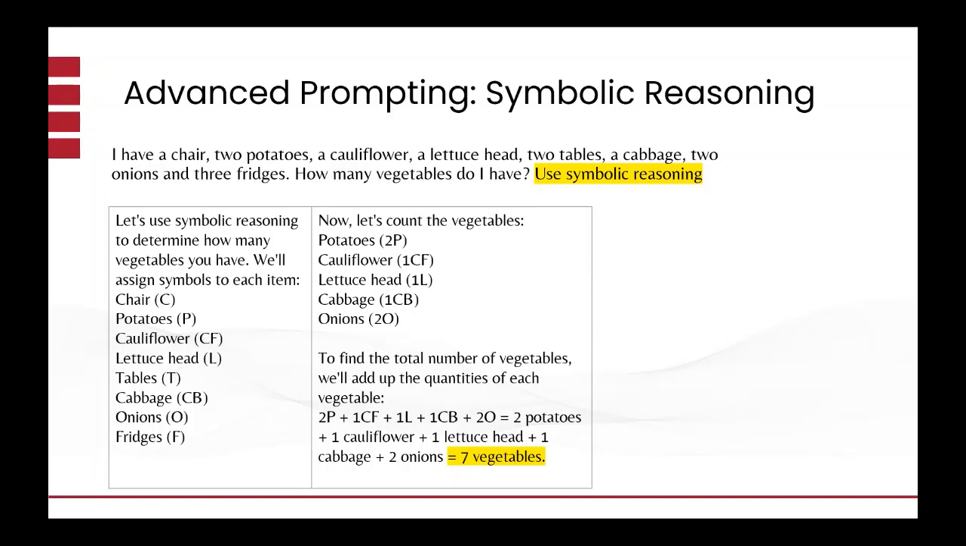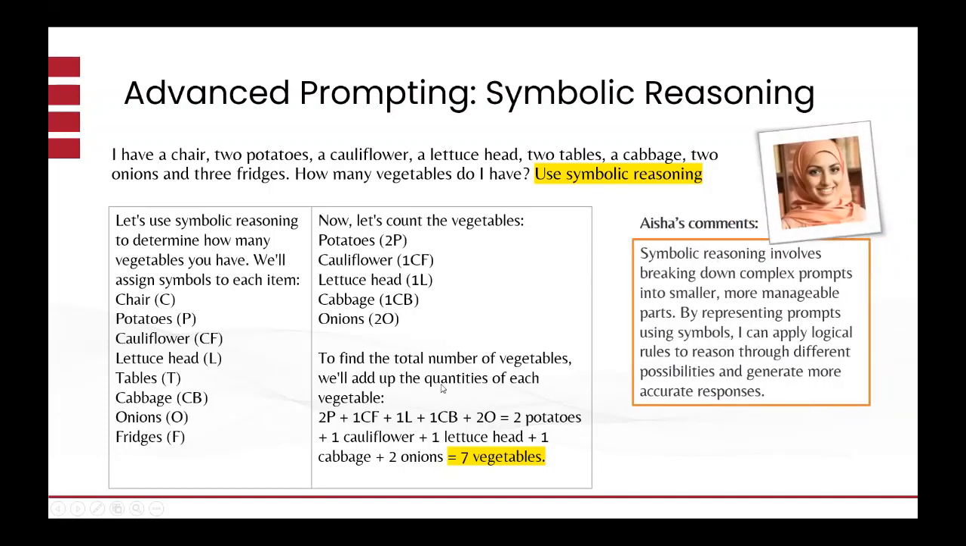And use symbolic reasoning. And this is not part of the prompt. This is already the answer. So just an example here. So it converted everything into symbols. And now it's easier for it to add up the quantities of each vegetable. So the final answer is 7 vegetables.